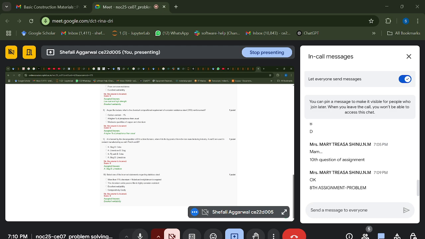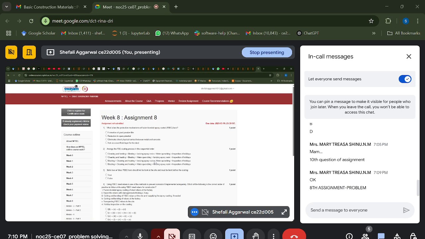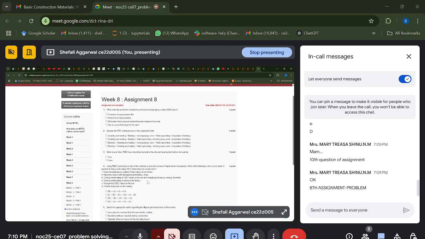So, eighth assignment problem. Which question? There are only 8 questions. Can you tell the question number?